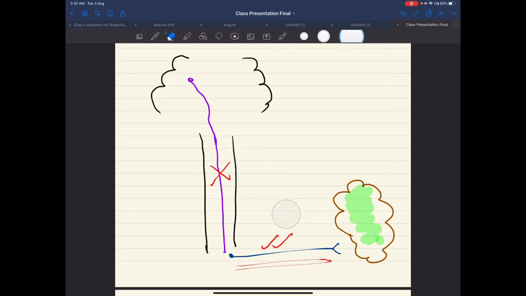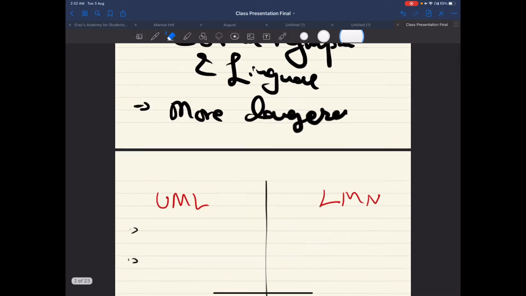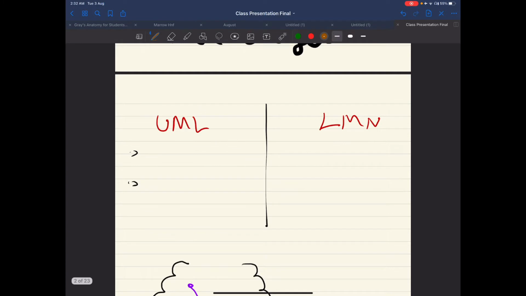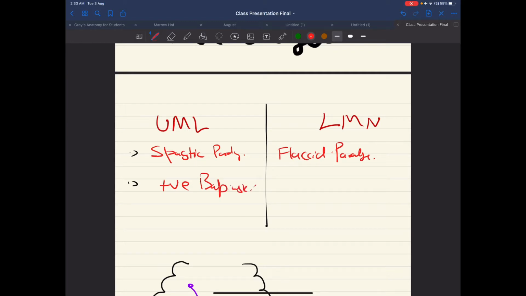Okay. So just to sum up, in upper motor neuron palsy, there is spastic paralysis, and Babinski sign is positive. In lower motor neuron palsy, there is flaccid paralysis, and Babinski sign is negative.